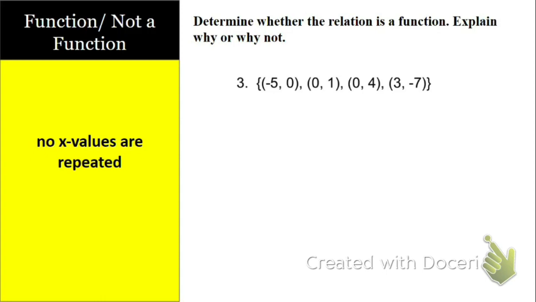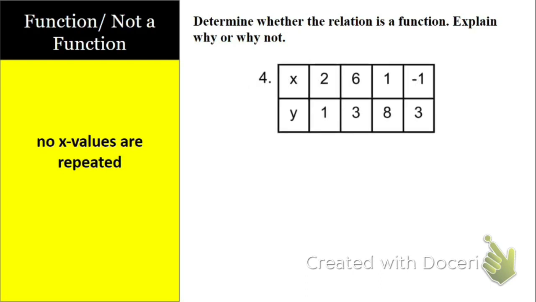Okay, so in order to do that, we're going to point out all of our x values in this list of relations. So our list says we got -5, we have a 0, a 0, and a 3. These are all my x values. And it says that no x value can be repeated. So in this one, because I have 2 zeros, that means this is not a function. Okay? So no x values can be repeated. So let's move to our next example.